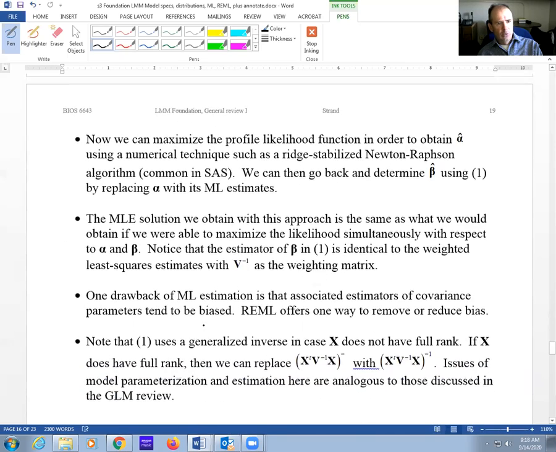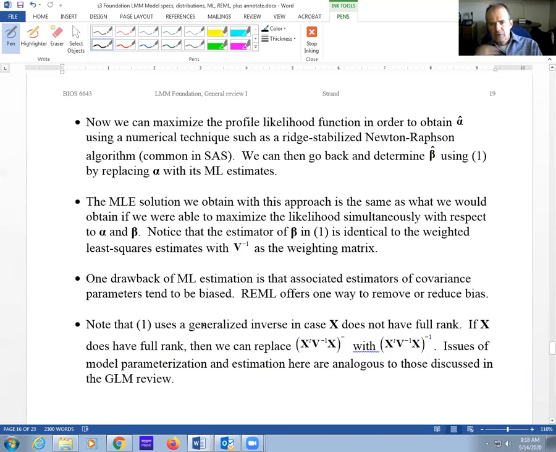And when you run proc mixed or whatever software you're using, usually it's a Newton-Raphson type of algorithm that's used to actually maximize the likelihood. And you'll see that in a note when you run proc mixed. You'll see, you know, something like Newton-Raphson ridge regression or something like that.